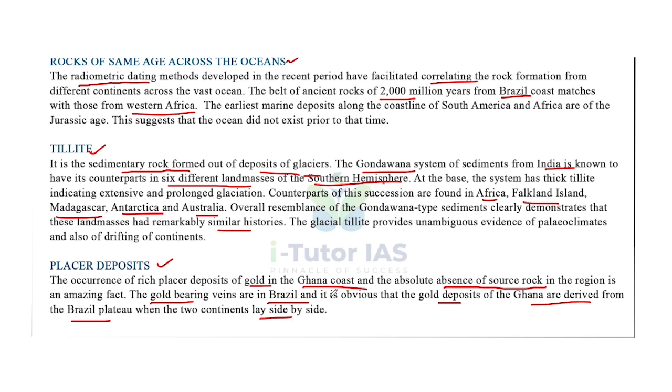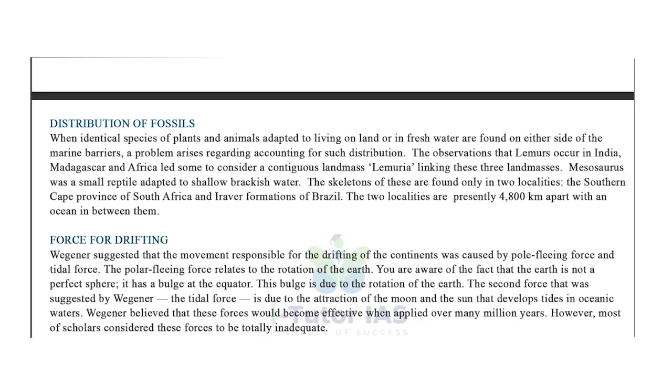Okay. Distribution of fossils. When identical species of plants and animals adapted to living on land or in fresh water are found on either side of the margin of the marine barriers, a problem arises regarding accounting for such distribution. The observation that lemurs occur in India, Madagascar, and Africa led some to consider a contiguous landmass, Lemuria, linking these three landmasses.